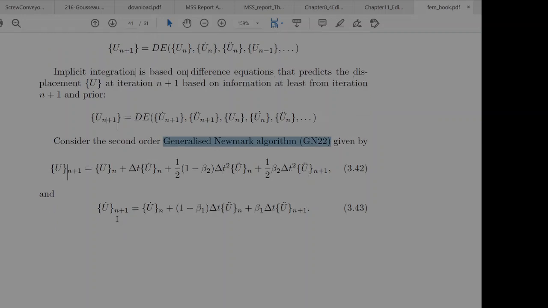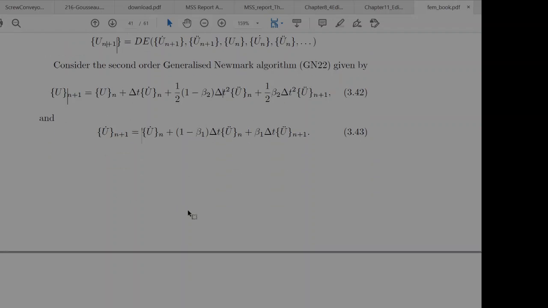Okay, I can also express the velocities at n plus 1 using another parameter, beta 1, to say how much of the acceleration at n plus 1 and n you want to use in the computation of the velocities, for instance. This is really what it boils down to.